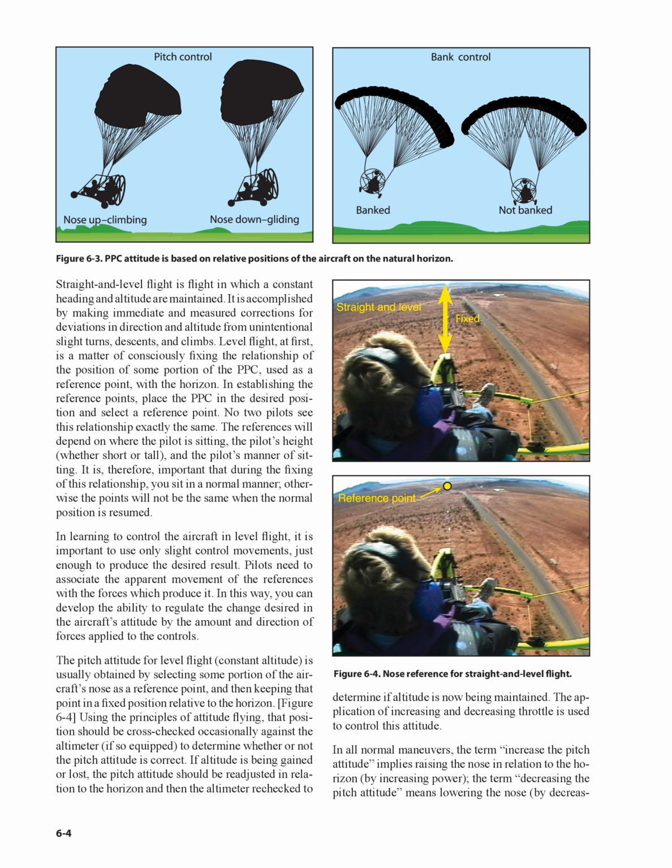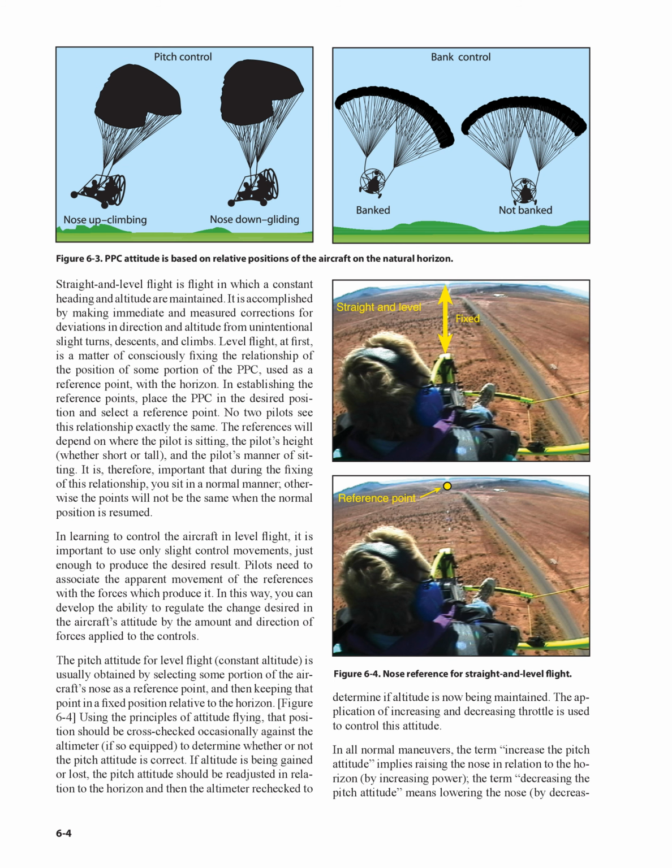No two pilots see this relationship exactly the same. The references will depend on where the pilot is sitting, the pilot's height, whether short or tall, and the pilot's manner of sitting. It is, therefore, important that during the fixing of this relationship, you sit in a normal manner. Otherwise the points will not be the same when the normal position is resumed. In learning to control the aircraft in level flight, it is important to use only slight control movements, just enough to produce the desired result.